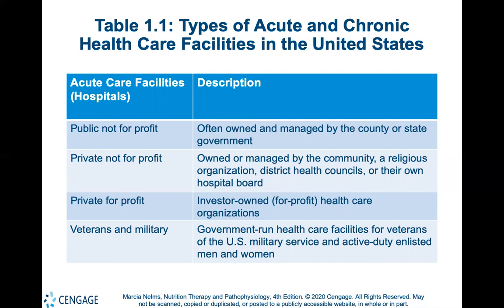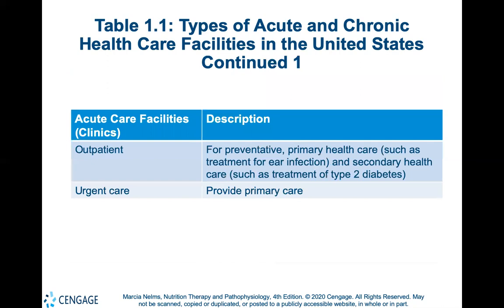You have veterans and military. This is government-run healthcare facilities for veterans of the U.S. military service and active duty enlisted men and women. Also, you have outpatient. This is for preventive or primary healthcare, such as treatment for an ear infection, and secondary healthcare, such as treatment for type 2 diabetes, or urgent care, which provides primary care.